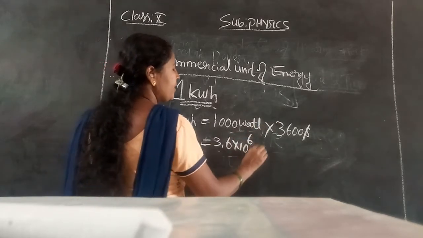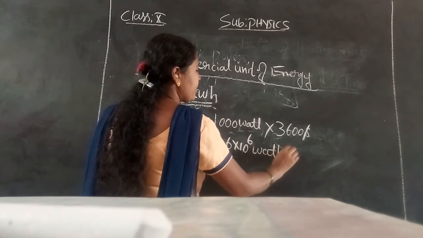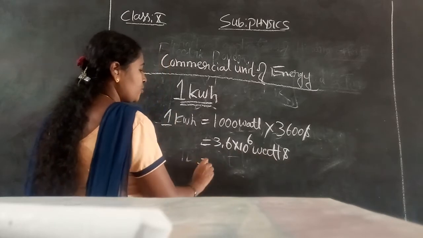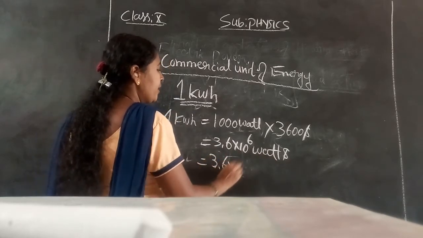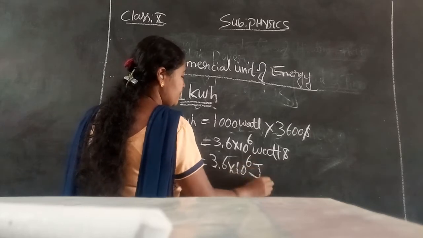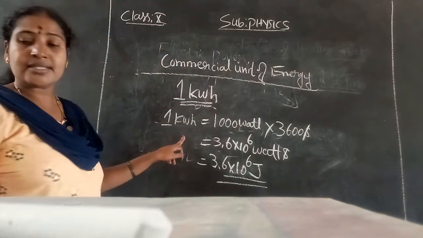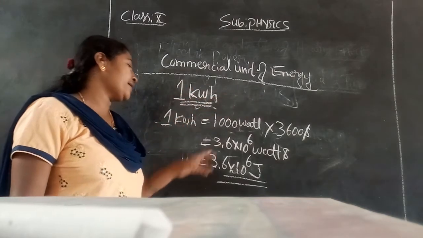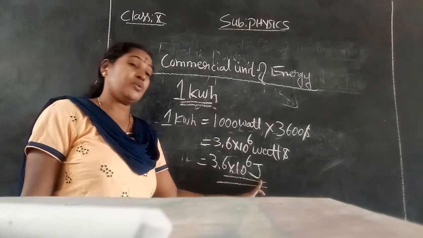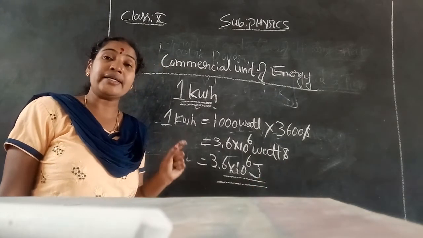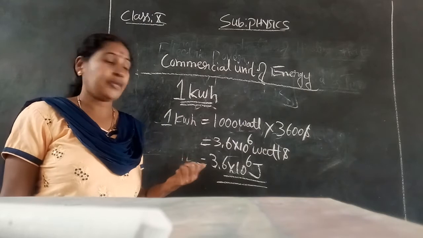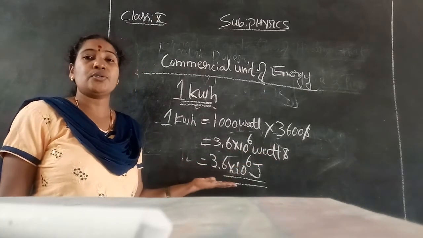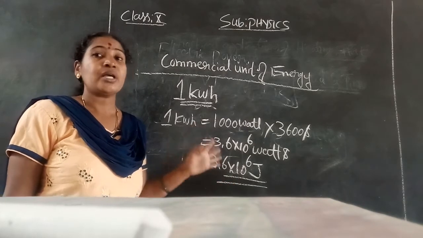Watt second. 3.6 into 10 to the power of 6 watt second. So that is 3.6 into 10 to the power of 6 joules, because that is the SI unit of electrical energy. We can write the commercial unit of electrical energy in terms of joules also, because the SI unit of electrical energy is joule. Either you can write it as watt second or as joule: 3.6 into 10 to the power of 6 joules.